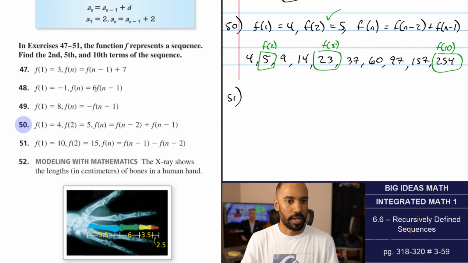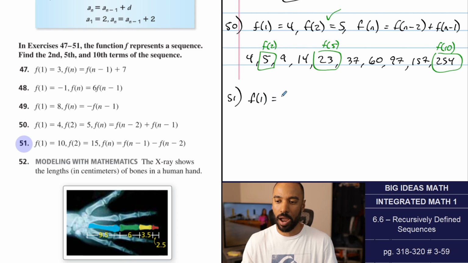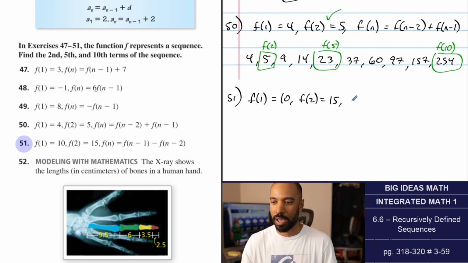So number 51, we take the difference of 2 terms. Now, we are doing f of n-1 minus f of n-2. That means we take the value of the term right before the one we're talking about, and then we subtract the one that's 2 terms before. So instead of doing 10 minus 15, I'm actually going to do 15 minus 10, and then proceed forward after that.